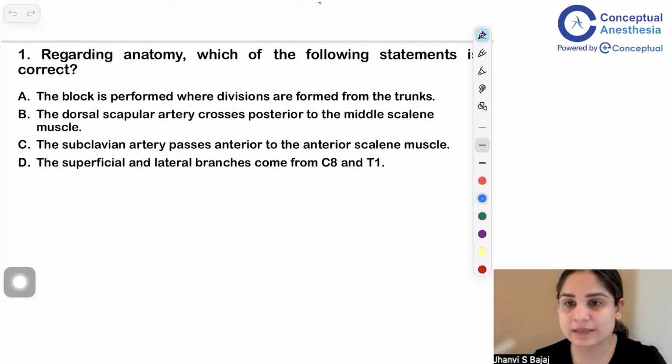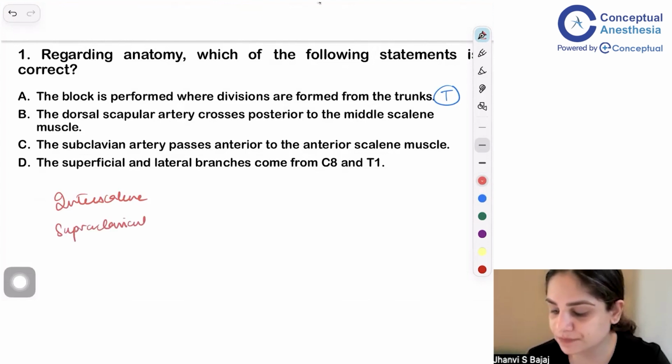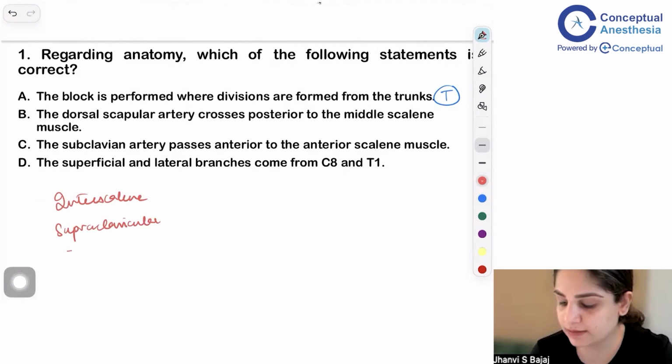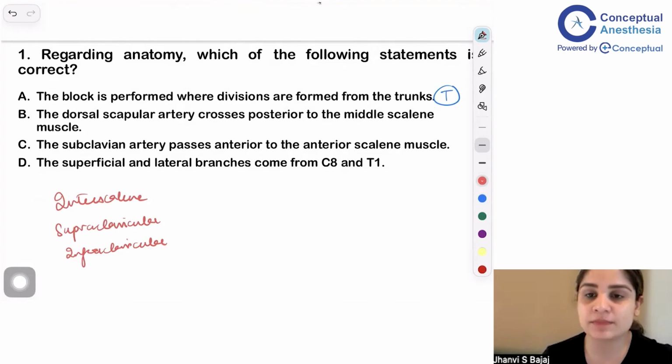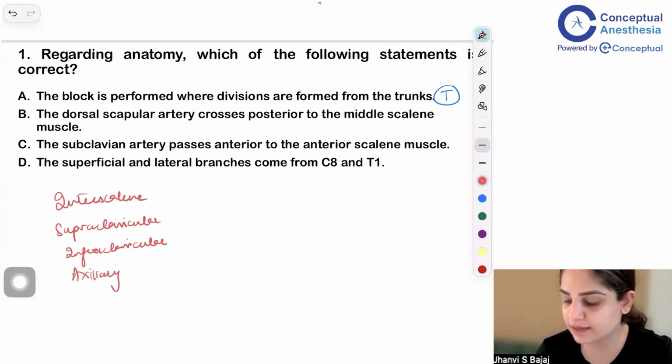So let's take it statement by statement. So this is absolutely true. Whenever we perform brachial plexus blocks, we can perform them at the interscalene groove, that is called the interscalene brachial plexus block. We can perform them in the supraclavicular area, or in the infraclavicular area. So your costoclavicular or infraclavicular brachial plexus blocks will come here, or we can perform it at the axillary level, that is called the axillary brachial plexus block.